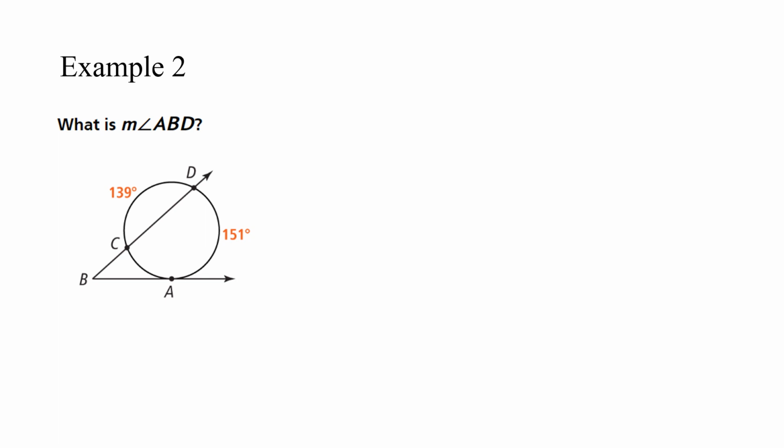Here's an example of where you're going to have an angle that's now outside of the circle. And remember that when you have angles outside of the circle, you're going to be subtracting the arcs rather than adding them. So your step number one is going to be set up the problem. The measure of angle ABD is going to equal 1/2. And then notice that I'm subtracting the arcs.